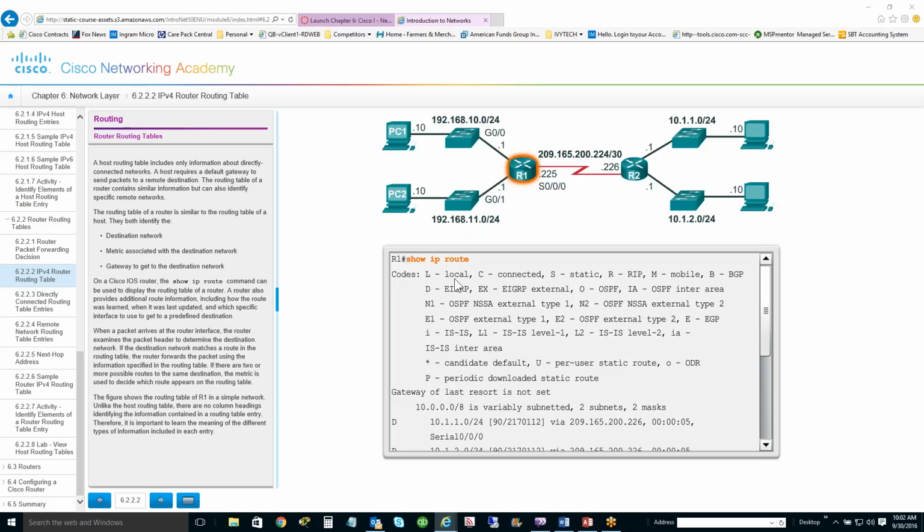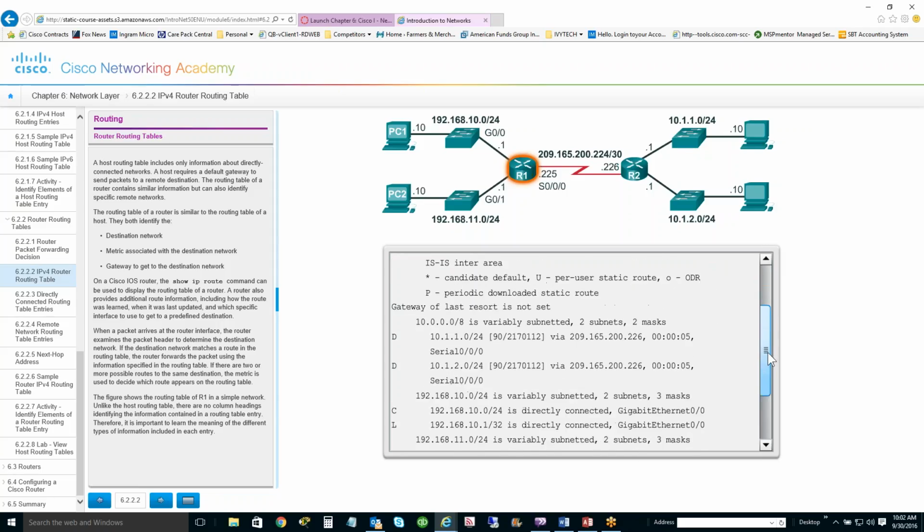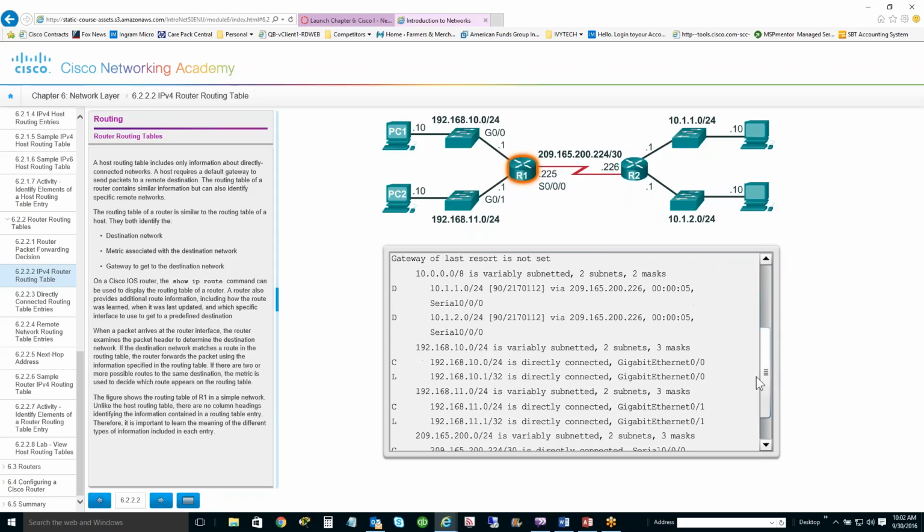And so, you've got local, connected, static routes, which are manually configured, and BGP, EIGRP, external OSPF, etc. These are all dynamic routing protocols, so you'll know what routing protocol made this particular router learn that route. And of course, then you get into the actual routing table here.